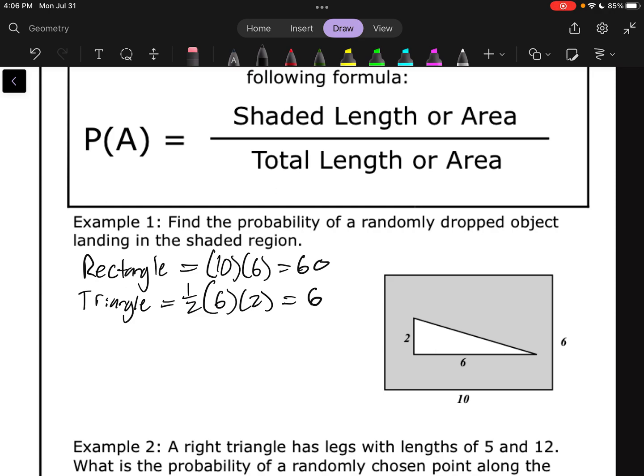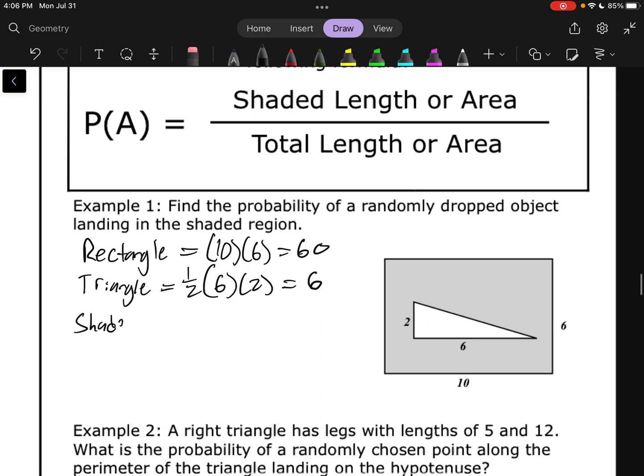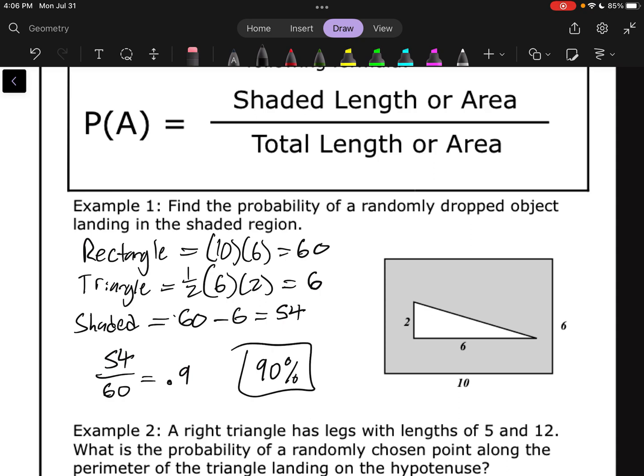And then let's find the shaded part. So the shaded part will be the rectangle minus the triangle. So 60 minus 6, which is 54. And so then we will do shaded divided by total. So that would be 54 divided by 60. 54 divided by 60 as a decimal is 0.9. So that would be 90% chance of landing in that shaded part.